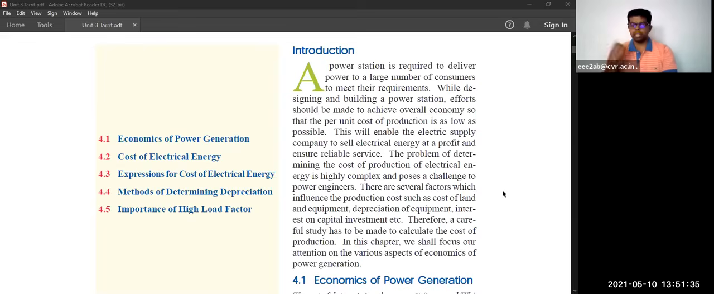So simply like that, they are going for loans from the World Bank. Capital investment is very, very important for constructing a power station. Therefore, careful study has to be made to calculate the cost of production. If you are spending 100 crores or 500 crores to construct a particular plant, in how many years, 20 or 30 years, with a small interest of 1% or 2%, you have to repay that amount. Planning is very, very important here.